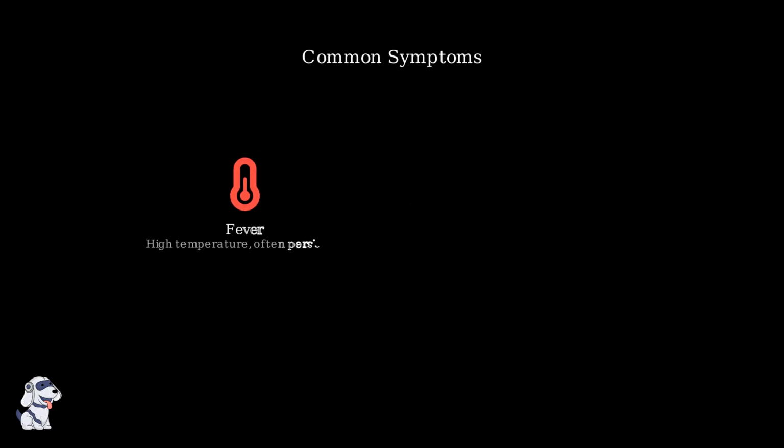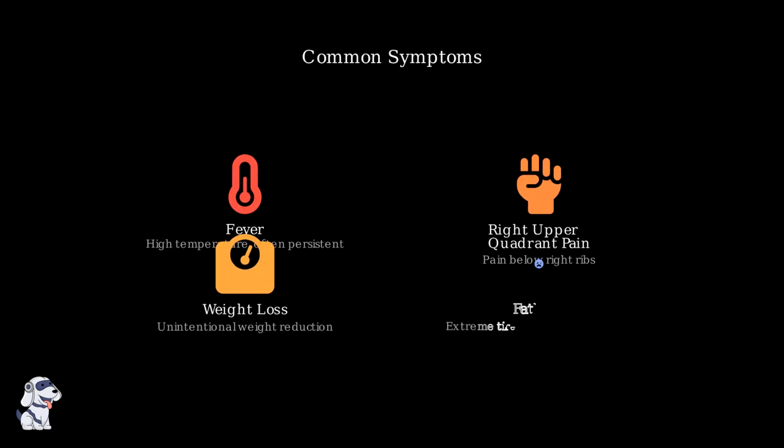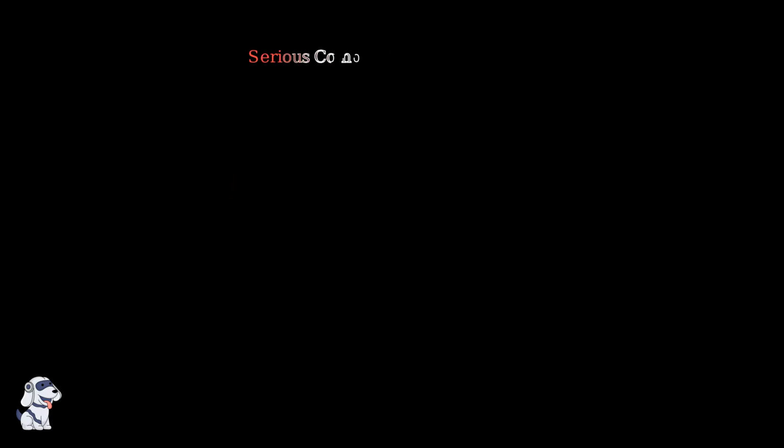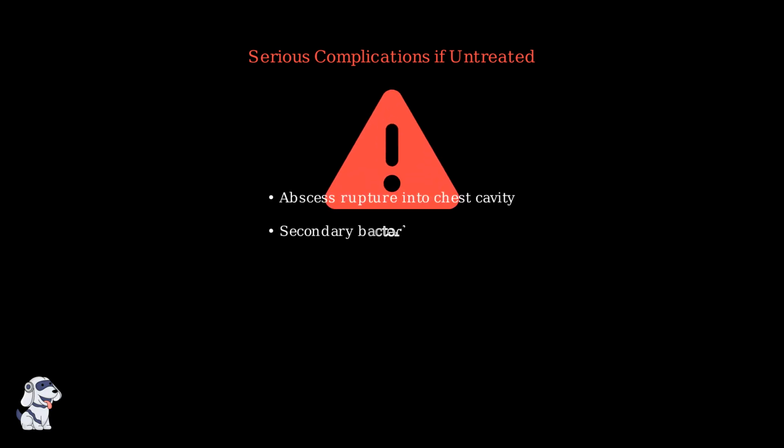Patients with amoebic liver abscess typically present with several characteristic symptoms. The most common include fever, pain in the right upper quadrant of the abdomen, weight loss, and severe fatigue. Without prompt diagnosis and treatment, amoebic liver abscess can lead to serious, potentially life-threatening complications.